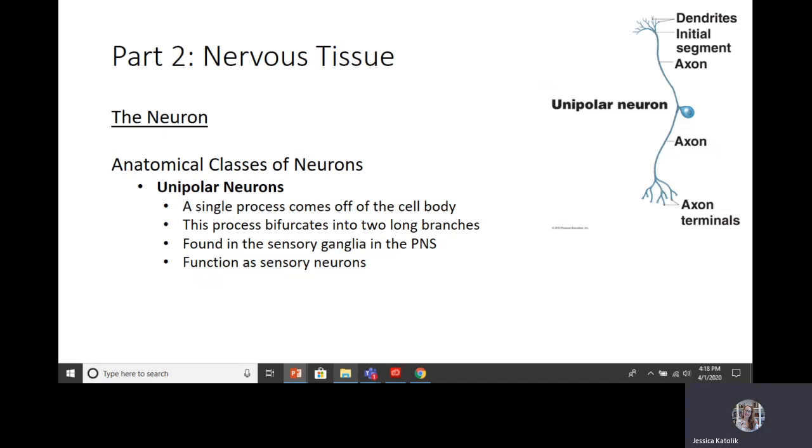These are found a lot in the sensory neurons. Sensory neurons are like pseudo-unipolar cells, so that would be an example of that. So those are the three anatomical classes of neurons: multipolar, bipolar, unipolar.